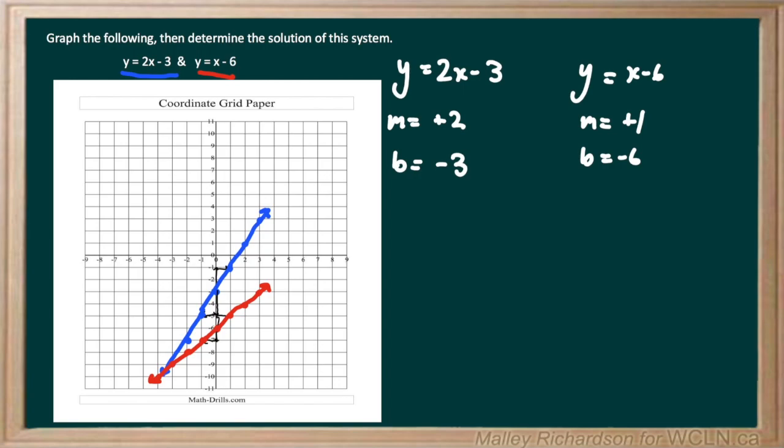Now that we have graphed both of our lines, we want to find the solution. Now remember, the solution is where these graphs intersect. So looking at these two lines, we can see where they intersect, which would be this point right here. So now that we know the point, let's find our x and y coordinates.